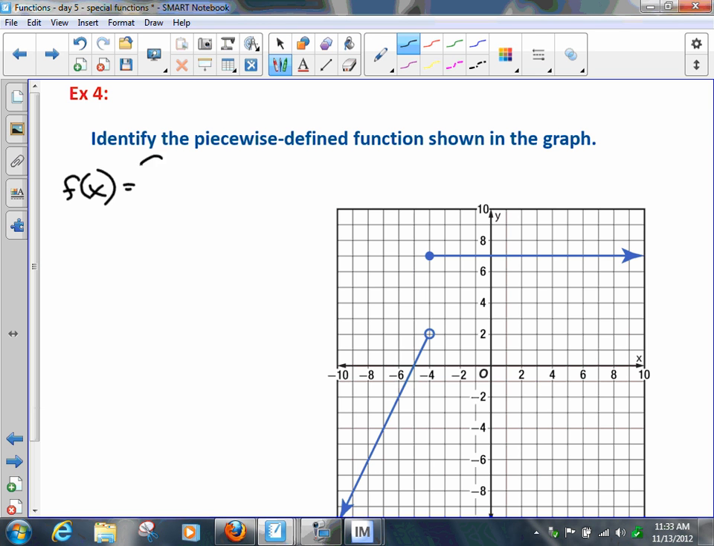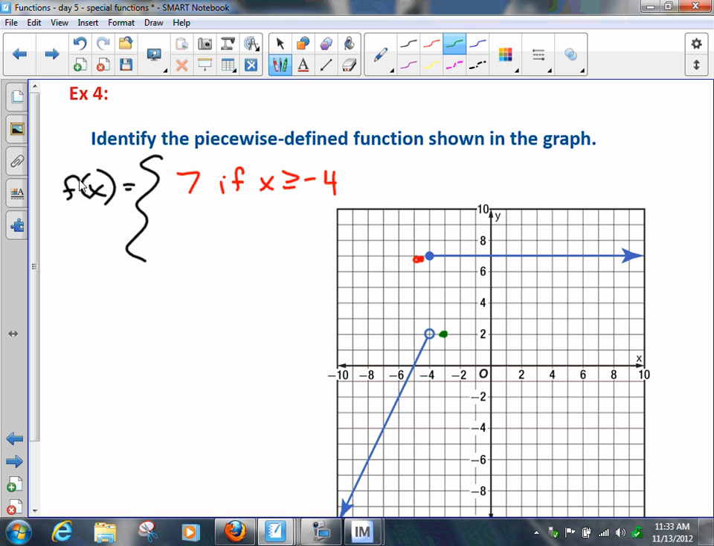All right, f of x is equal to, let's go with, I'm going to have red and green. All right, my red line. What's the equation for my red line? Y equals 7, or just plain old 7, if x is greater than or equal to -4. How many of you had that? Excellent, y'all. Very, very good. What about the next one?